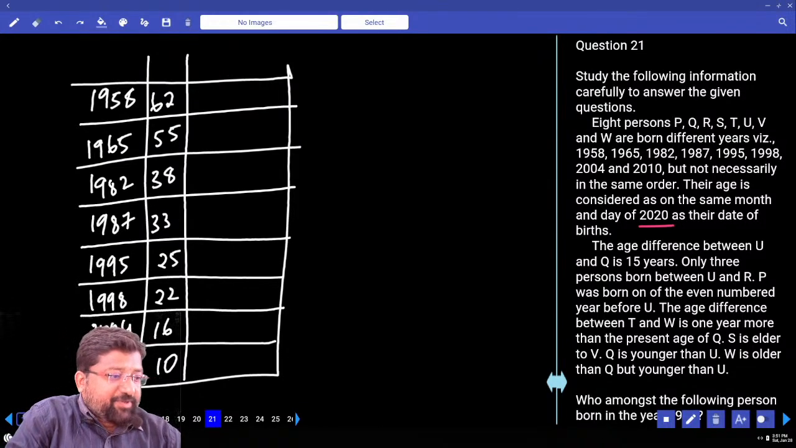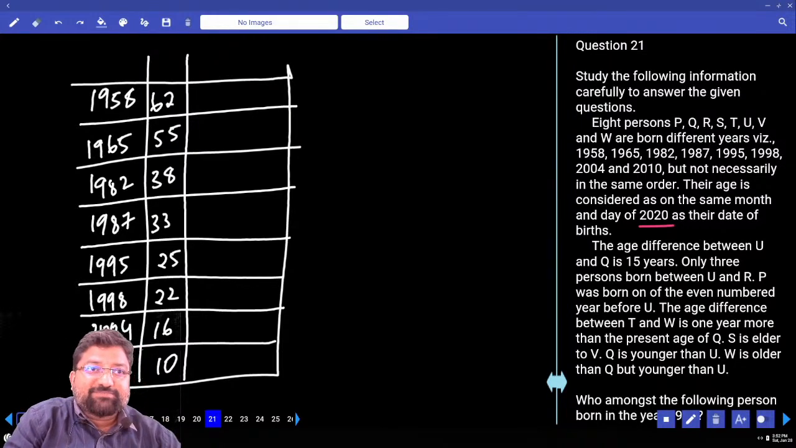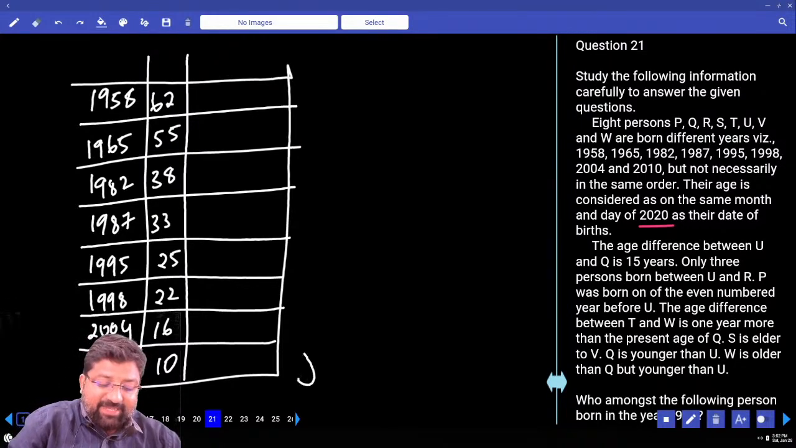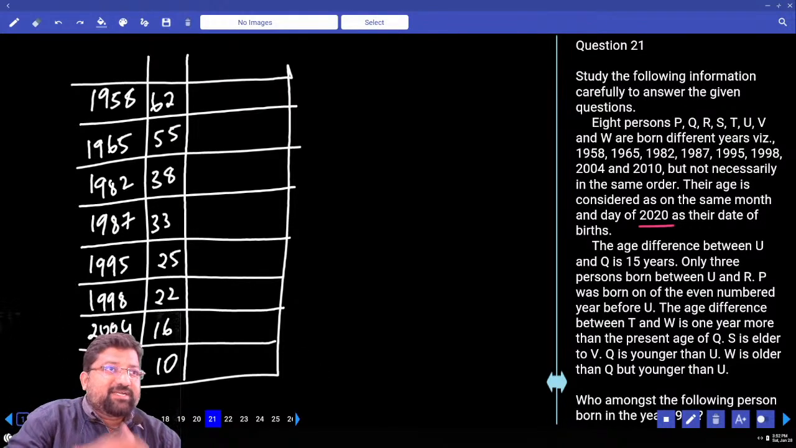The age difference between U and Q is how much? 15 years. The age difference between U and Q is 15 years. Please check everywhere. 10 plus 15, 25. Is it there or not? You can't go 10 minus 15, impossible. All the ages are more than 10. 10 and more than 10. So I'll go for 10 plus 15, 25.